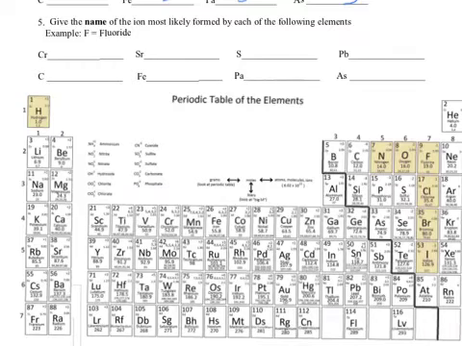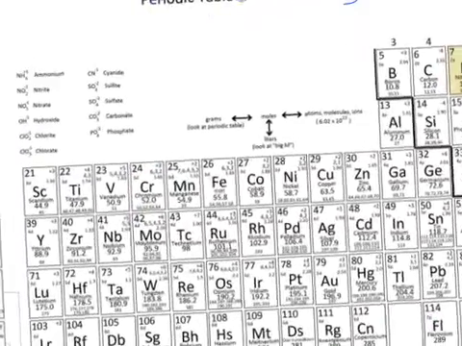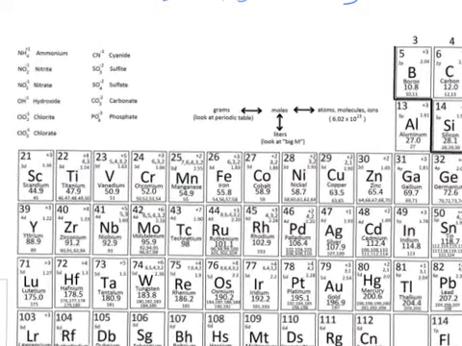Okay, now what we want to do is give the name of the ion most likely formed. So here's where you've got to be a little bit careful. So chromium. Here's chromium. Now what you have to do for metals is this: you have to see, in addition to its most likely ionic charge, does it have others? In the case of chromium, the answer is yes, it does.